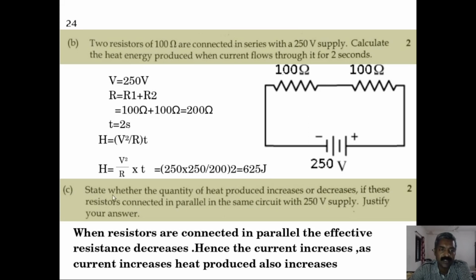Okay, next one. State whether the quantity of heat produced increases or decreases if these resistors are connected in parallel in the same circuit with a 250 volt supply. Justify your answer. If the two resistors are connected in parallel, then the effective resistance decreases. Hence the current increases. As current increases, heat produced also increases.